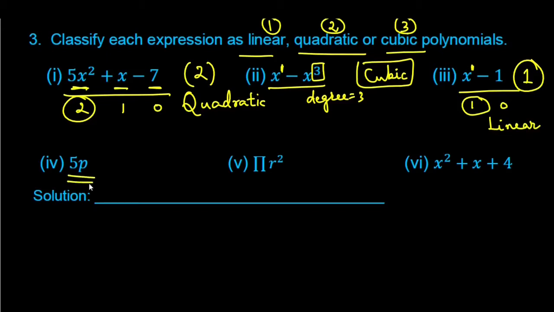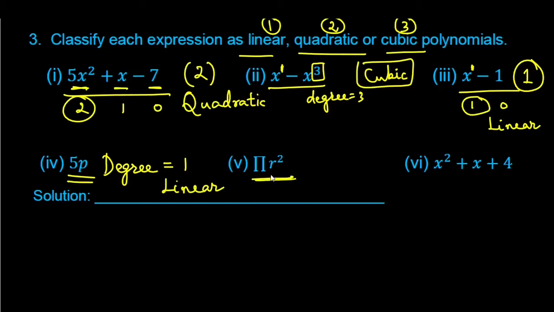This is 5p. The degree is 1. We have only one term with exponent 1. So the degree is 1. As the degree of this polynomial is 1, it is called a linear polynomial.